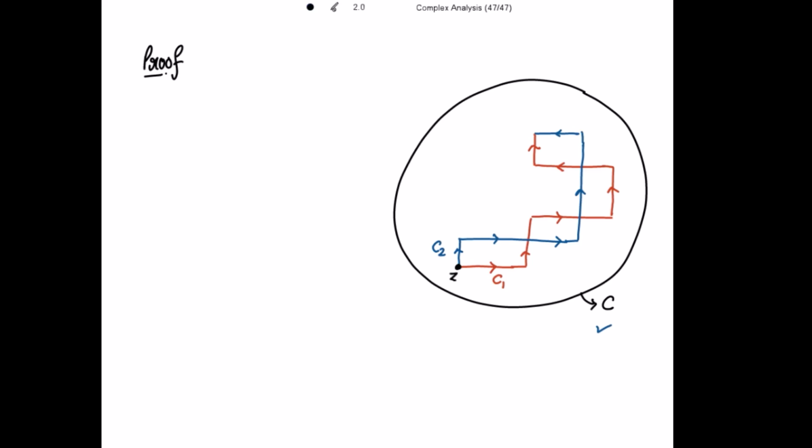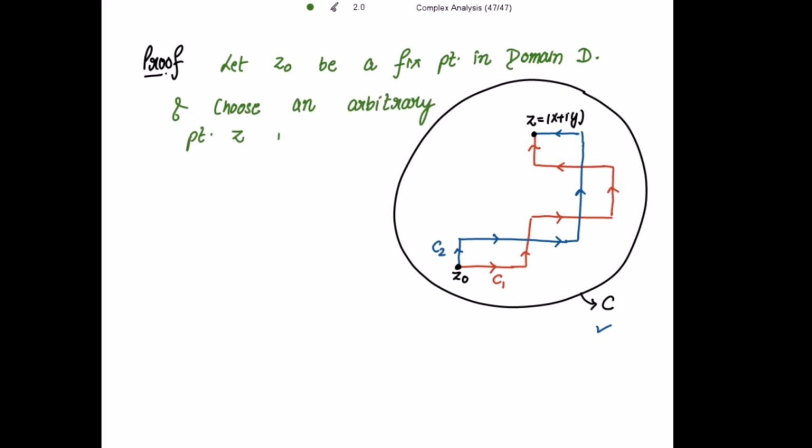Let me fix the point z0 in the domain D and let z be an arbitrary point, that is equal to x plus iota y. And C1 and C2 are the contours which are constructed in such a way, as shown in the figure. Let z0 be the fixed point in domain D and let's choose an arbitrary point z in the same domain D. Then C1 and C2 are constructed as shown in the figure.